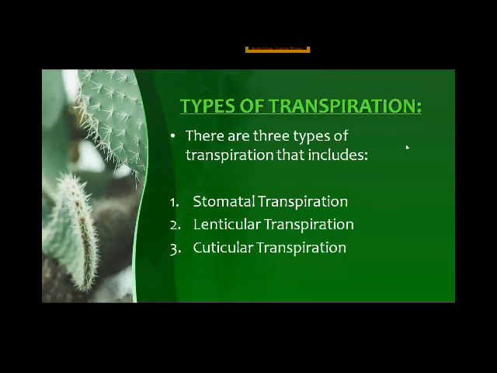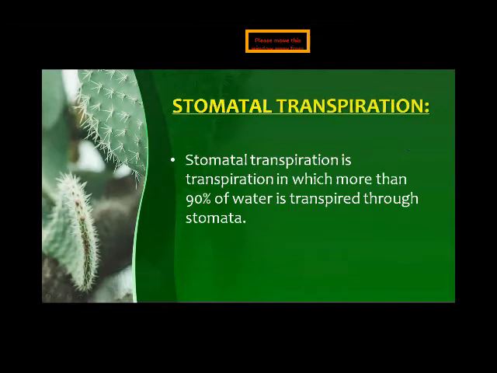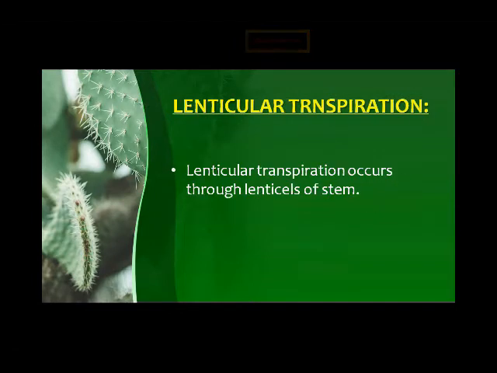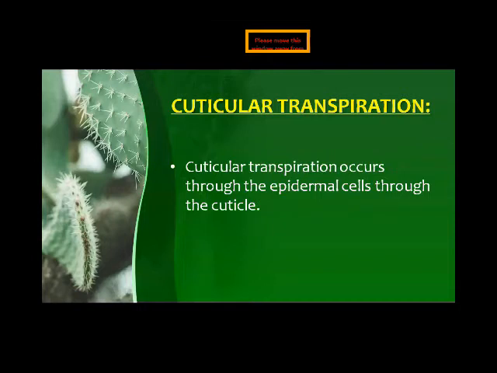Now let's start with stomatal transpiration. 90% of transpiration in plants is done by stomatal transpiration. When transpiration occurs through stomata, it is called stomatal transpiration. Second is lenticular transpiration: when transpiration occurs through the lenticels of the stem. Third is cuticular transpiration: when transpiration occurs through the cuticle which is present above the epidermis.